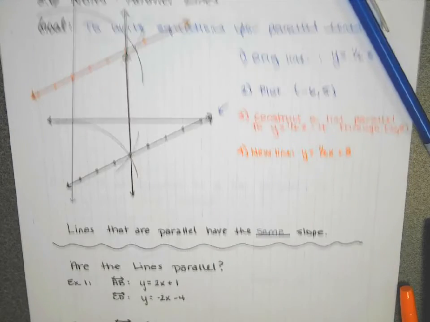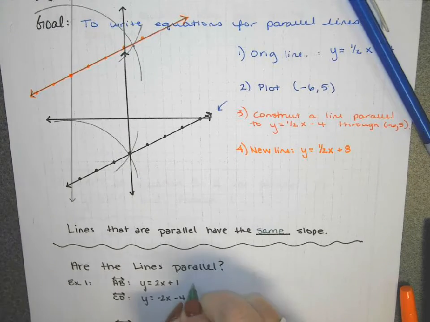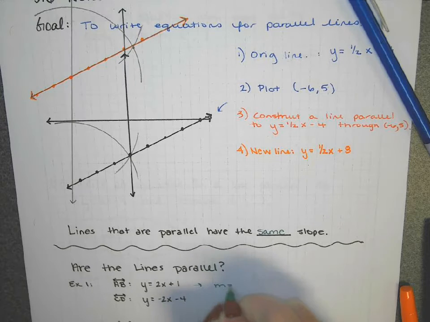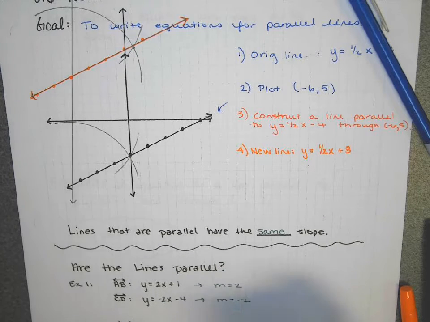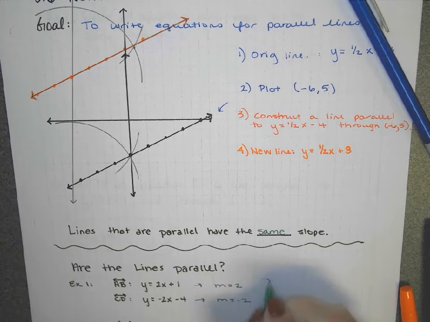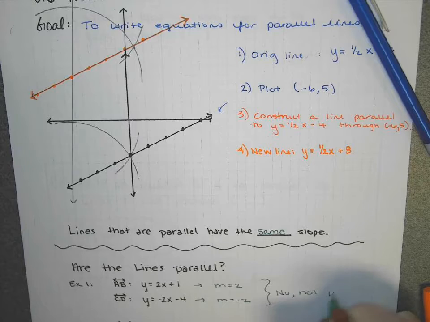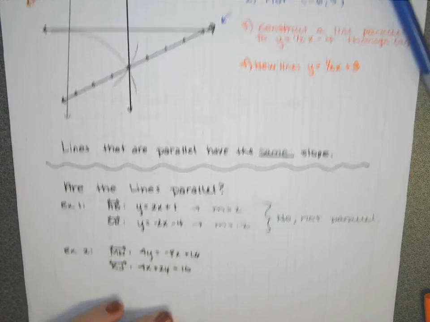So, are these lines parallel? Well, the slope of this first one is 2. The slope of this second one is -2. Are those the same slope? No. So those are not parallel. They would intersect. Let's look at the next one.